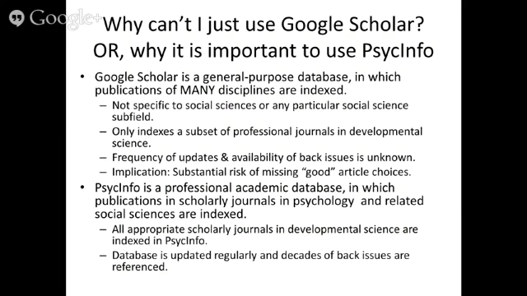PsycInfo is an academic database of articles, books, chapters, and other publications in psychology and the related social sciences, including developmental science. You should know that WVU pays a subscription fee for this service, and you help pay for the university's subscription in your course fees. You are paying for this resource, so you might as well benefit from it. It's a little bit trickier to use than Google Scholar, which is why I've developed this presentation on how to use it. I will also provide individual help to anyone who needs it.